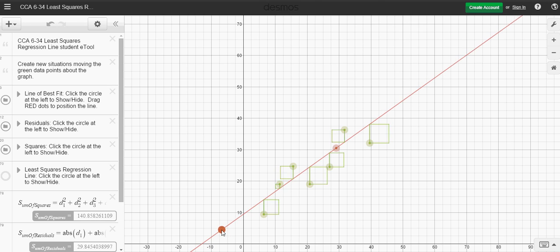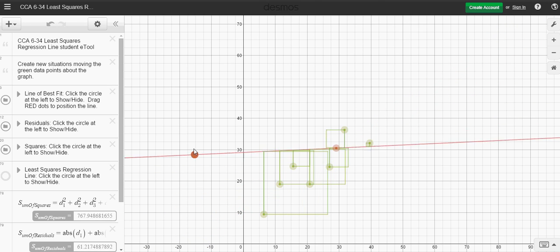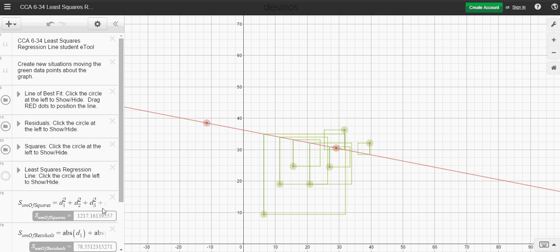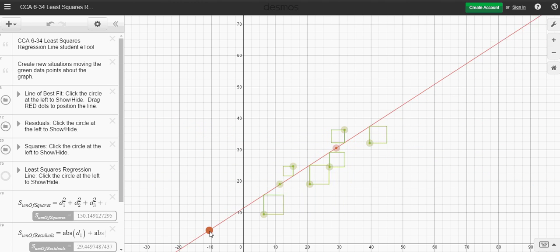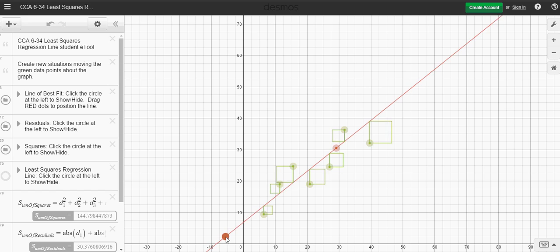We can move our line of best fit to a ridiculous place, whereby the sum of the squares, as can be seen over here, 1,217 is quite large, or we can reduce the sum of the squares to a value of 141.7. So I'm guessing that's pretty close in terms of a good line of best fit.